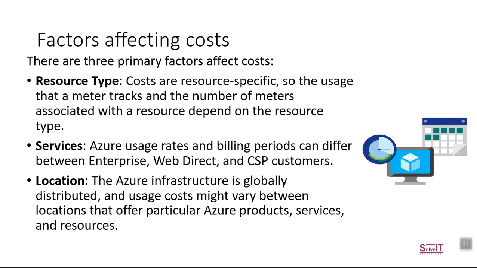So a couple of factors affect costs on Azure. One is resource type. Costs are resource specific. So there's a usage meter on Azure that tracks the usage based on a number of meters. If it's a virtual machine, the pricing of your VM is based on your CPU and RAM allocation. So if you choose a VM size, the size is dependent upon the CPU allocation, the RAM allocation to the VM, the number of hard disks that you can attach to the VM, and so on.